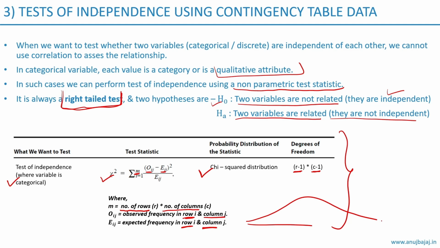So if the test statistic that we have calculated falls to the right of the critical value, then we reject the null hypothesis. But if the test statistic falls to the left of the critical value, then we accept the null hypothesis.